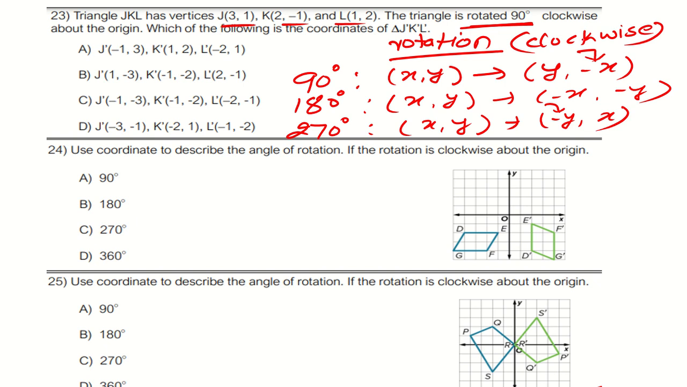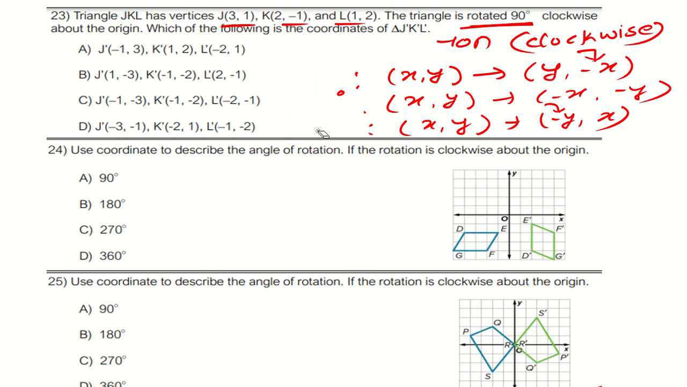Now, if you want to remember it for anti-clockwise rotation about the origin, then this 270 will go for 90 degrees, 180 will remain the same, and this 90 degrees for clockwise will go with 270 degrees for anti-clockwise. So just remember this formula, then it will be easy for you.